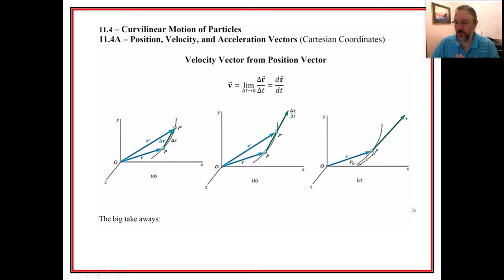Now, this is sort of like a derivation, but it's also to try to convince you of the necessity, the importance, of the vector mindset in dynamics, right?